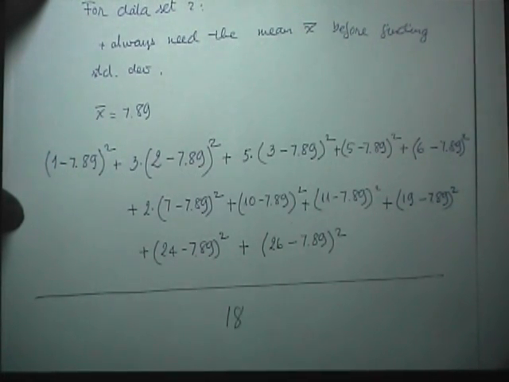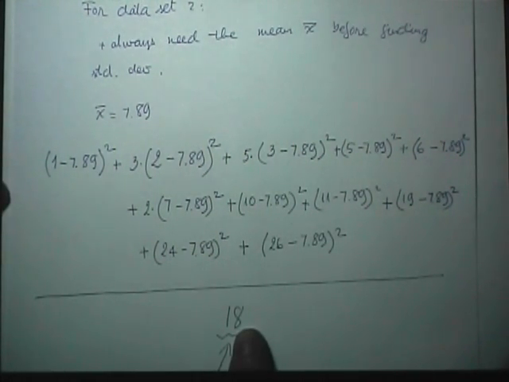18. Where did the 18 come from? Where did the 18 come from? The total number of data points, which is 19, right? Take away 1. That's the rule. You don't have to ask me why it's 18. You don't have to ask me why it's 1 less than the total number of data, okay?